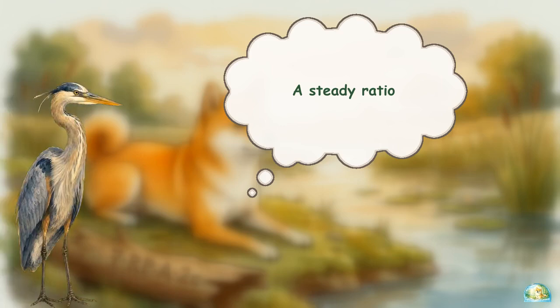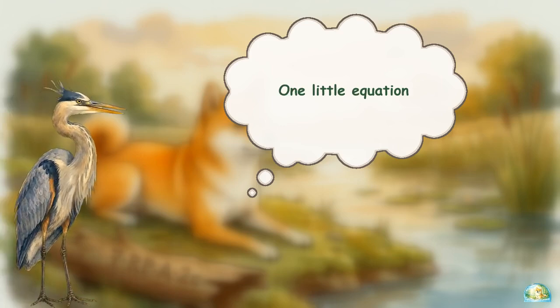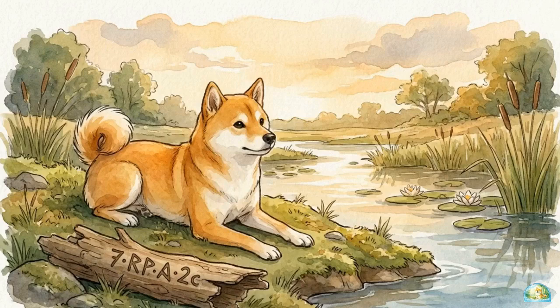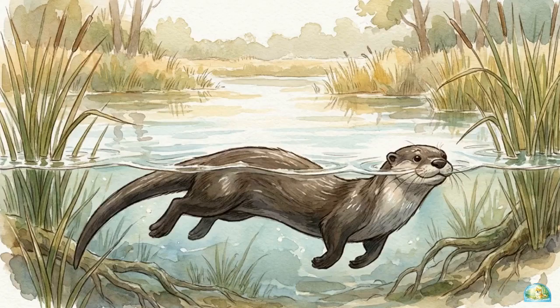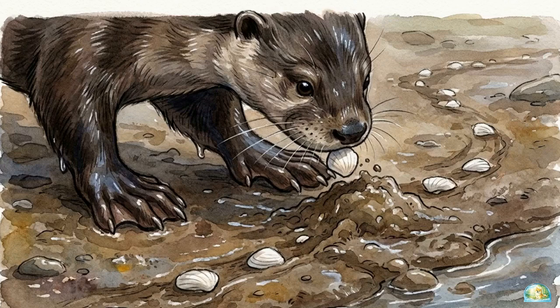A steady ratio. One little equation. Watch it appear. Watch the scene first. The math is built into the world, so the quantities can be seen before they are named. Our guide is this river otter, navigating the wetland current. By following the animal's physical actions, we can track exactly what changes and what stays fixed.